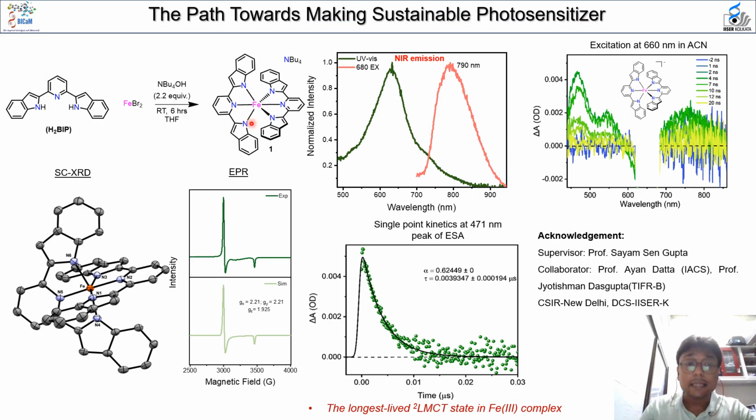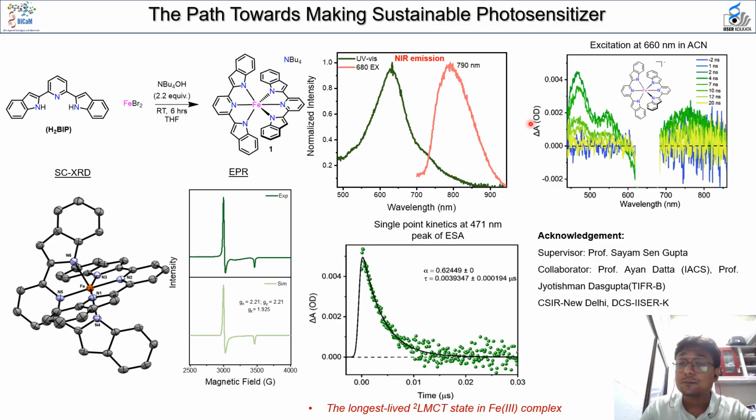To overcome that, we utilized an anionic bis-pyridine-based ligand which upon complexation forms an iron(II) complex, and on air oxidation forms iron(III), which has been characterized through single crystal XRD and EPR spectroscopy. The UV-vis spectrum shows panchromatic absorption throughout the visible region, and upon excitation at 680 nm it gives an NIR emission at 790 nanometers.